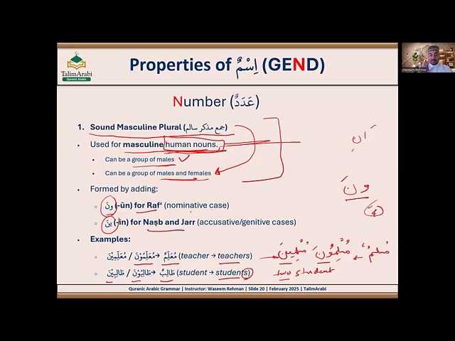So whenever you see any word with una, like zalimuna, shakiruna, sabiruna, all these words are always masculine. It cannot be an object. It will be masculine, either denoting a group of males, or males and females together. But it cannot be an object.